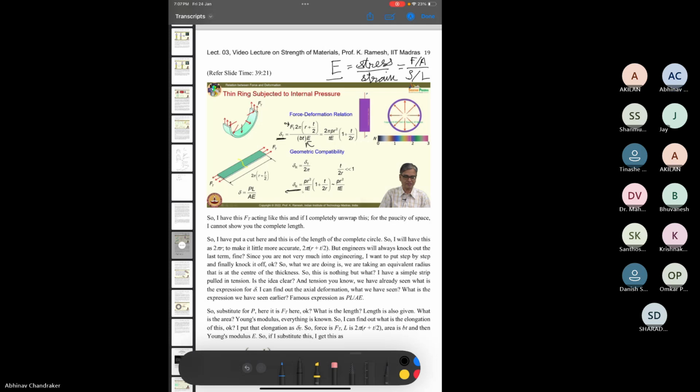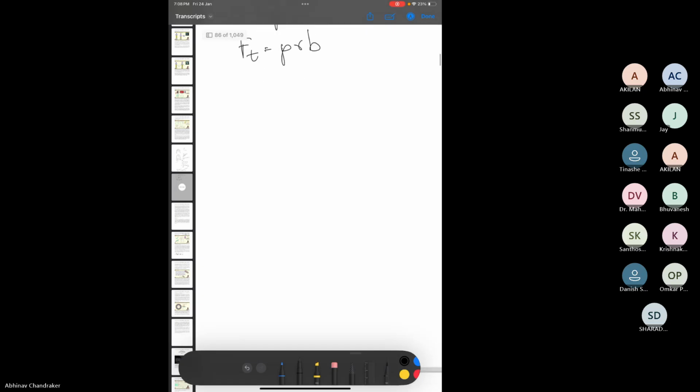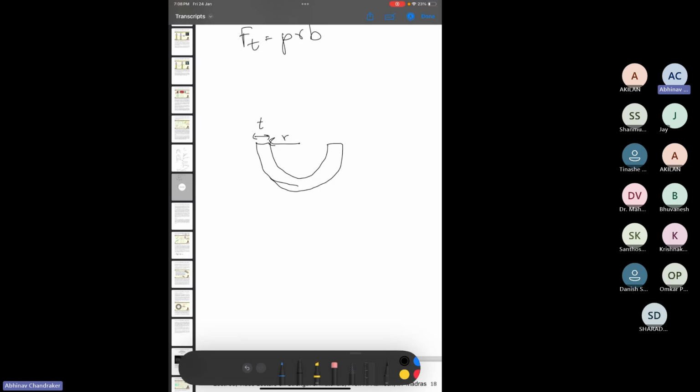If you have this ring, probably in the lecture this might have been discussed, but I'll again just touch upon what is being done there. So if you have something like this, then you can see that the length of the inner portion of the ring and the outer portion will be different, right? For the inner portion, it will be 2 pi into small r. For the outer one, it will be 2 pi into r plus t. Yes, but sir, it is given as 2 pi of r plus t by 2. Yes, I get it.